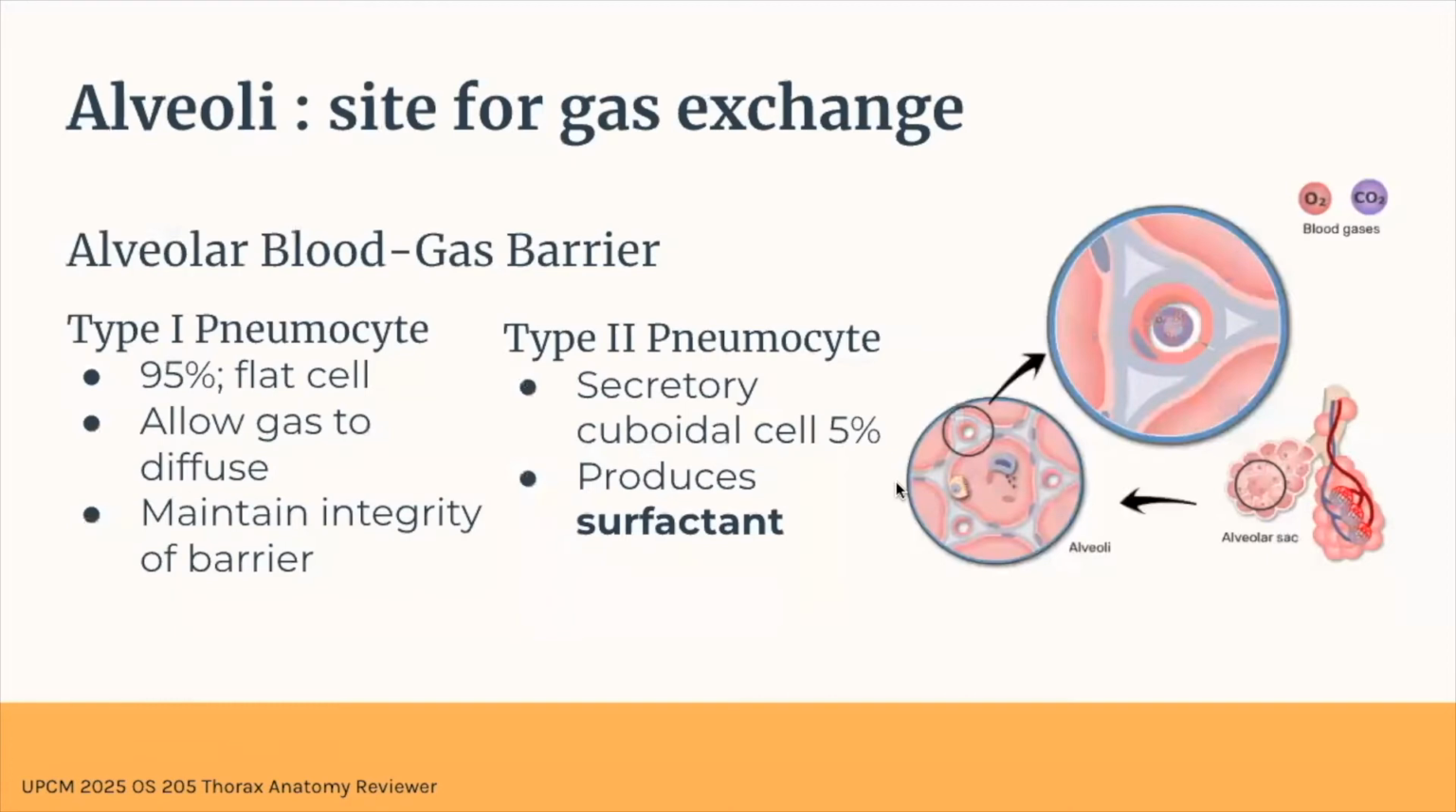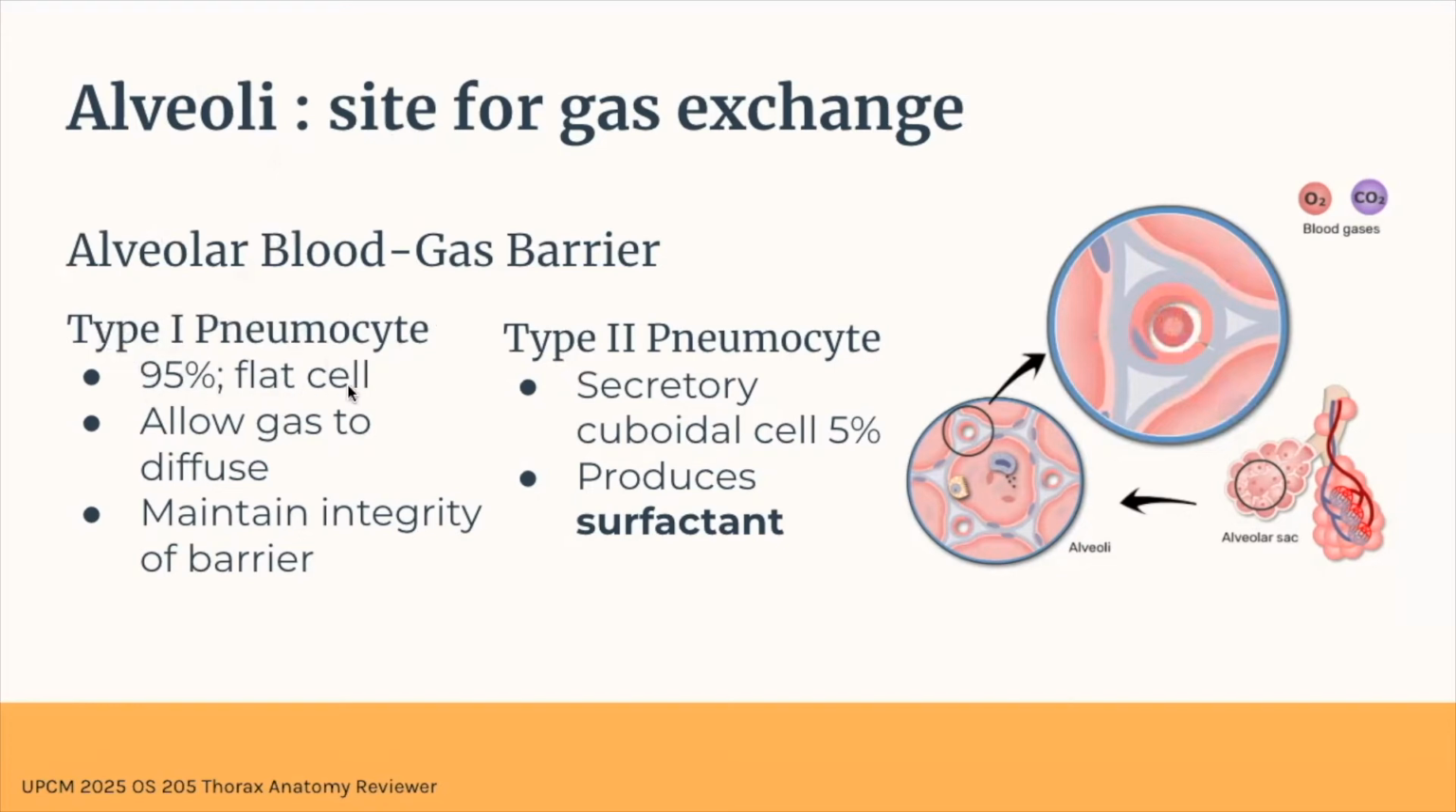So, since we're talking about our respiratory zone, ang bida naman dito actually is your alveoli. Your alveoli are the site for gas exchange. Naaral na rin natin before yung alveolar blood-gas barrier, no? Sa alveoli natin, may two types of cells na makikita tayo. You have your type 1 pneumocyte, which accounts for 95%.